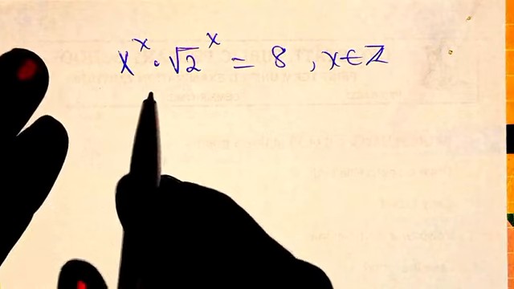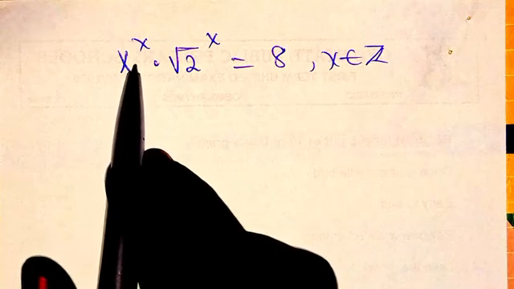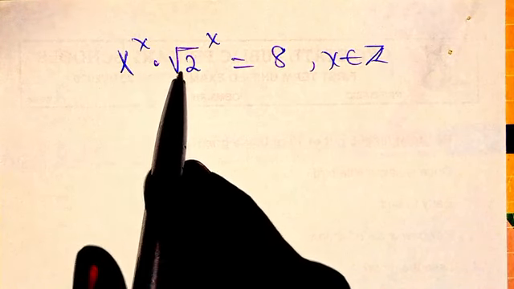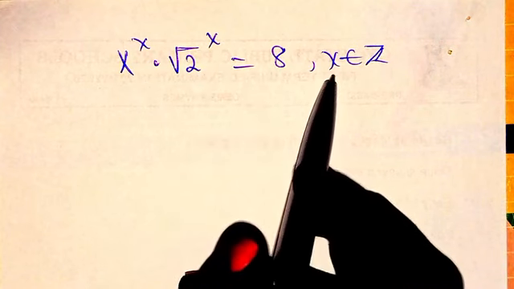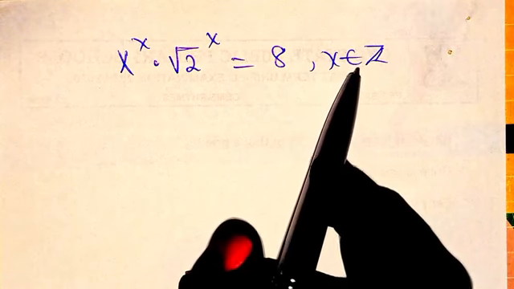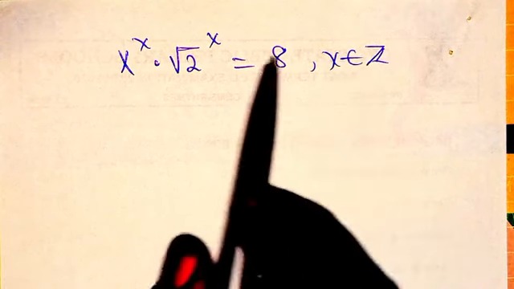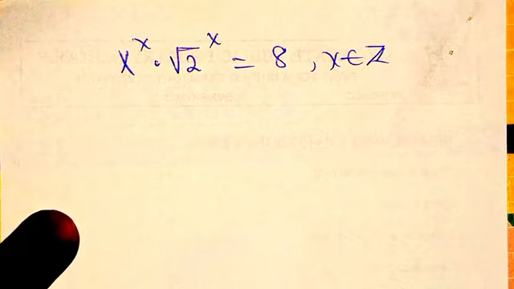In this tutorial, we are going to be solving for the value of x. So we have x to power x multiplied by root 2 to power x equals 8, where x belongs to the set of integers. Let's see how we are going to solve this problem.